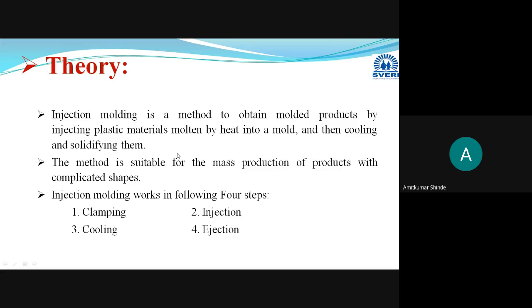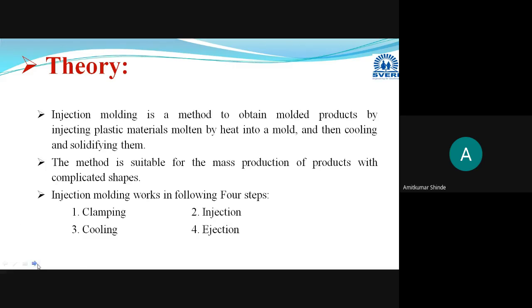Now, the injection molding process, as we have already discussed in brief, is a method to obtain molded products by injecting plastic materials. Before injecting it, we melt it by heat, and we inject it into a mold. After injecting it, we do the cooling, and after cooling it gets solidified and the final product is obtained. This method is very much suitable for mass production.